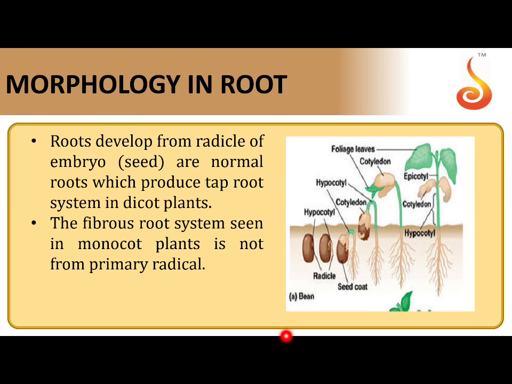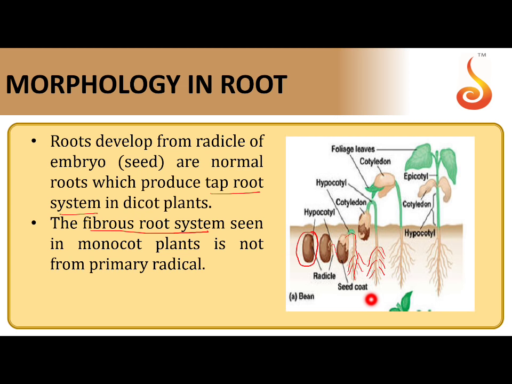Now, let us see each of these parts again. Roots developed from radicle of embryo or seed are normal roots which produce tap root system in case of dicot. It produces fibrous root system in case of monocots. Now, before I move into monocot, I will just make you understand once more how the root is developing. So, here is our seed. This is the seed. Then the seed starts germinating. The germinated seeds are producing root here.